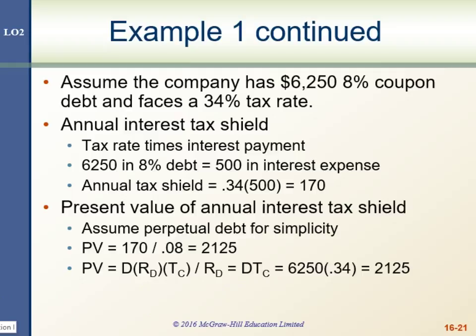So theoretically, we should add as much debt as possible, and essentially 100% debt would be the best because that maximizes the value of the interest tax shield.